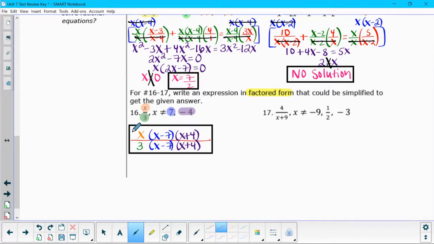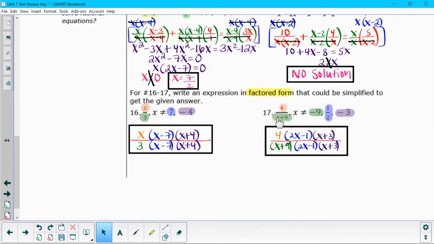Done with the problem. Now looking at number 17, it does get complicated just a little bit more. Now, I have 4 over x plus 9 as my final answer. Well, if I have x can't equal negative 9, that's going to correspond to a factor that I already have there. Now, it would not be wrong if you were to go in and add in an additional x plus 9 over x plus 9. That is okay. But you don't have to because I already have this factor here in the denominator.